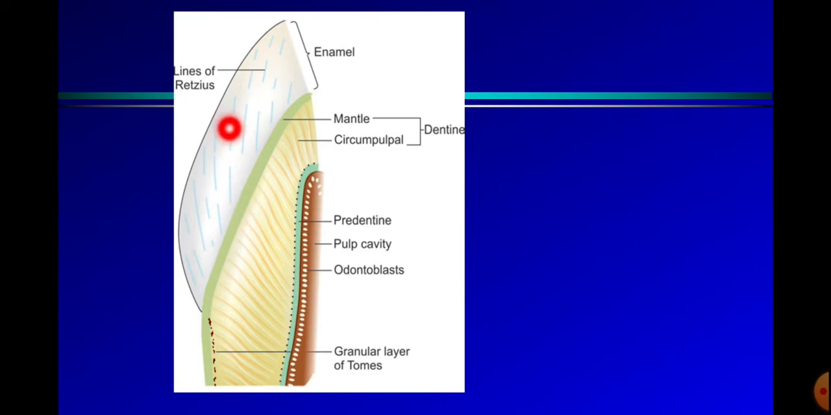They also run for a short distance into the enamel, forming the enamel spicules. And they also run into the cementum. In the cementum, these protoplasmic processes are called the granular layer of Tomes. These are the macroscopic features. So let us see how many of these features we can identify in the slide of the tooth.